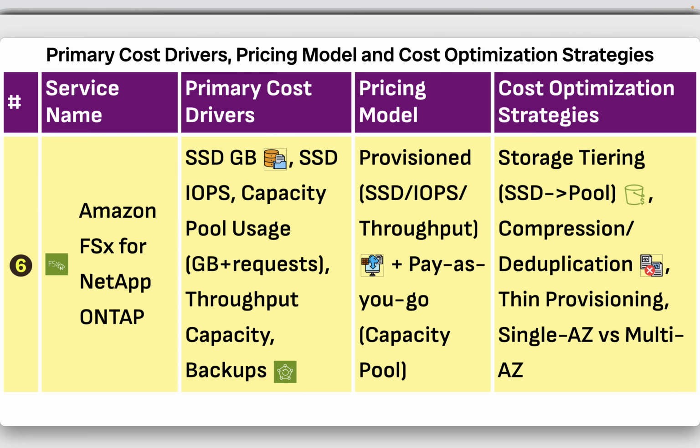FSx for NetApp ONTAP. So primary cost drivers are SSD GB, IOPS capacity, pool usage which is GB plus requests, throughput capacity and backups. Pricing model is provisioned for SSD, IOPS and throughput plus pay as you go, which is part of a pool of FSx for NetApp ONTAP. And cost optimization strategies are storage tiering, so SSD to pool, compression, deduplication, thin provisioning and single AZ versus multi-AZ. So basically these are the considerations by which you can reduce the cost. So it will be basically some kind of a trade-off.